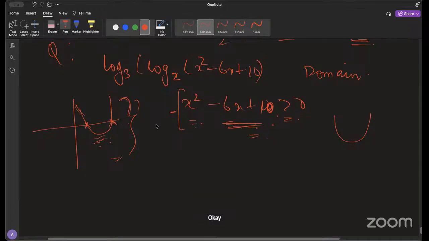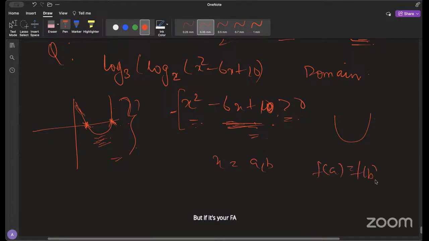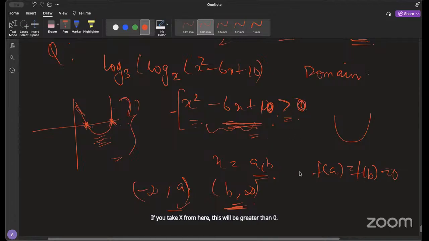Okay. So all you need to do is just find the roots because this is a quadratic equation. It represents a parabola. I hope you understood the 2 points where you will get 0. So let's say at x equals A and B, your f(A) and f(B) is 0. If these two are roots, then from A to B is the problem, but from minus infinity to A and B to infinity, if you take x from here, this will be greater than 0. Is that all right?